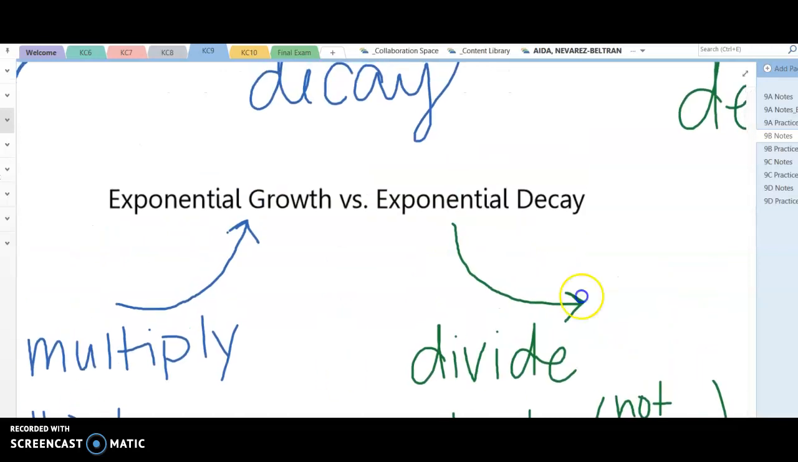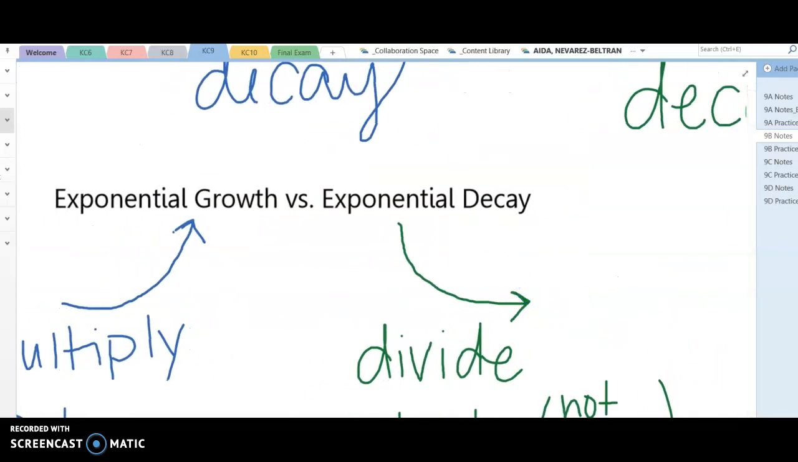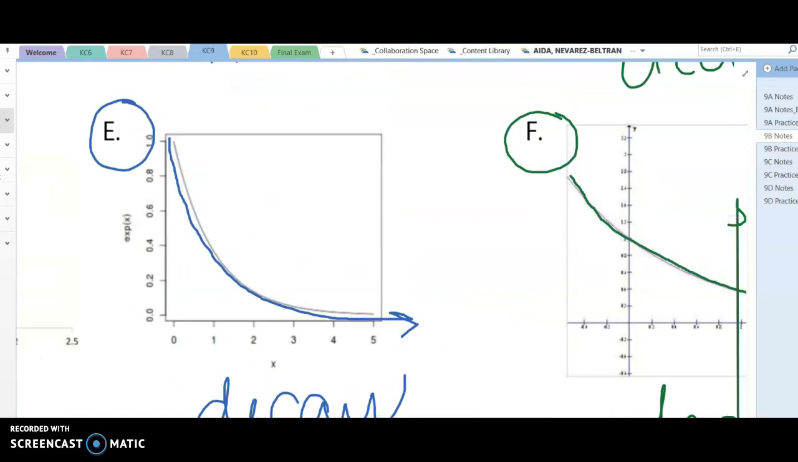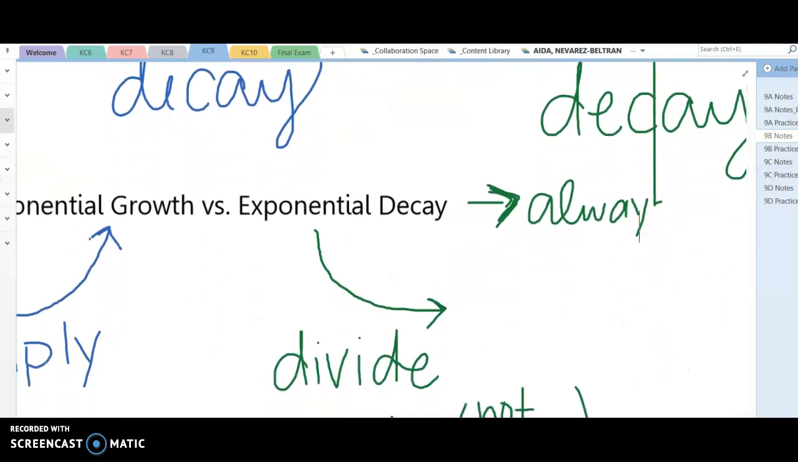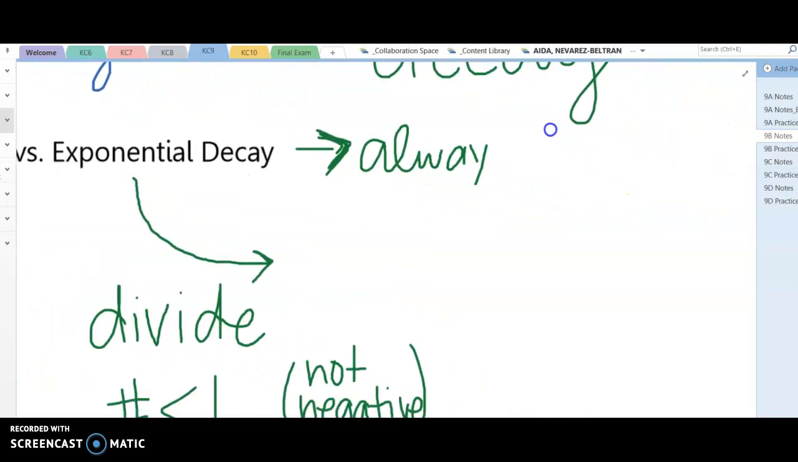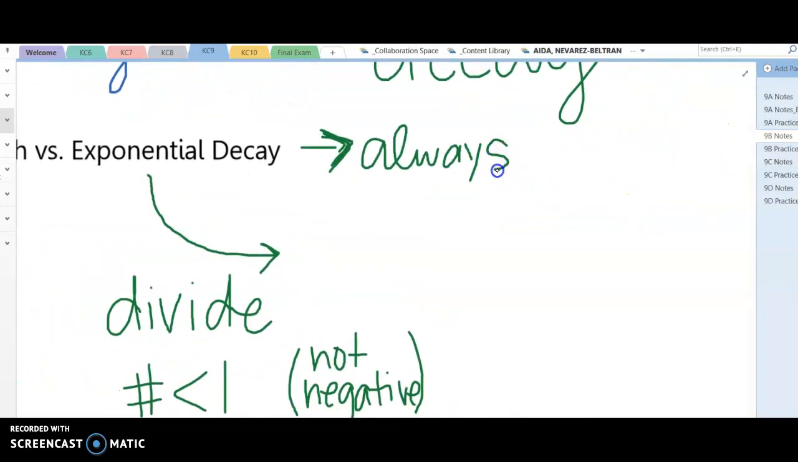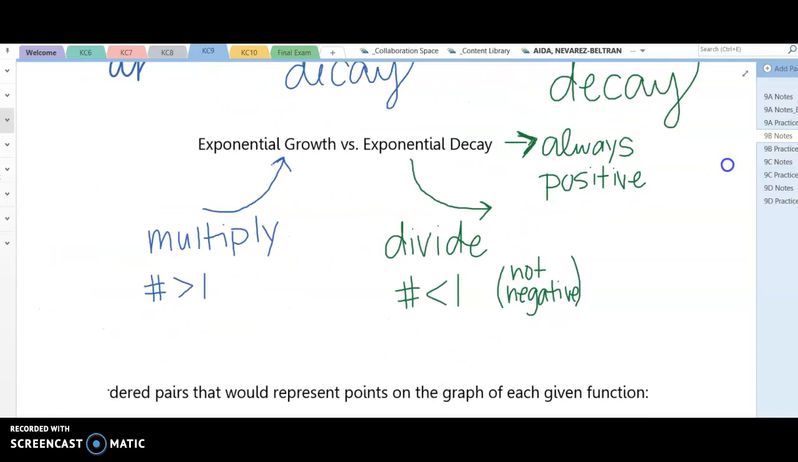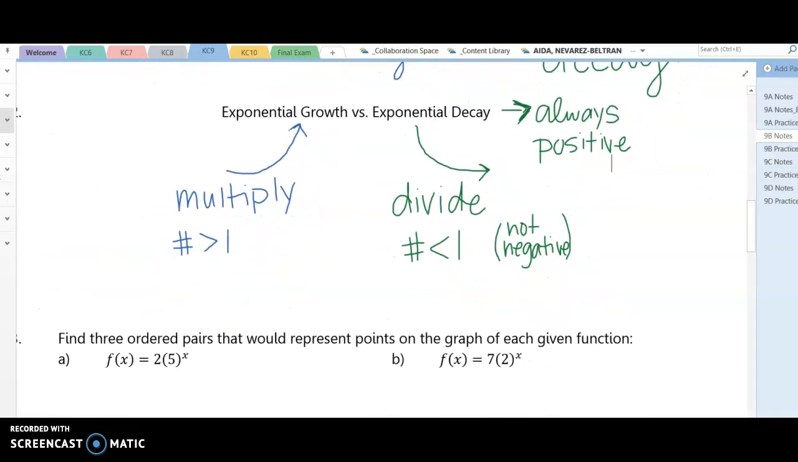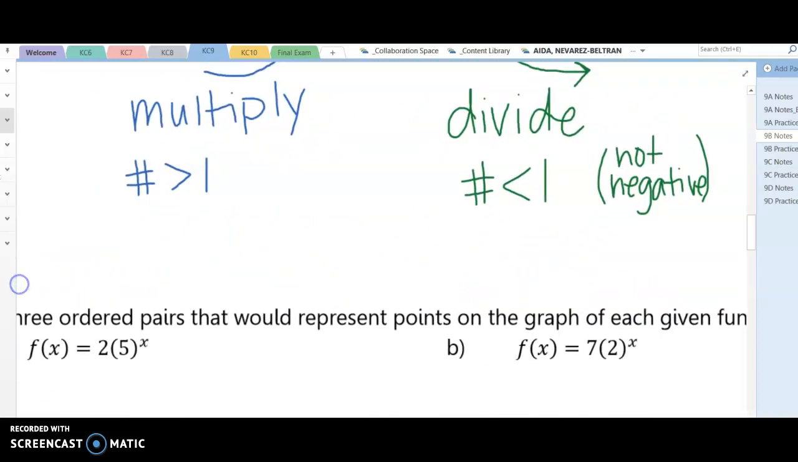So exponential growth and exponential decay, right? The number that you're doing is always, whoa, oh God, having technical difficulties as always, right? So your number is always positive, right? That's a key thing. Your number is always positive. So for exponential growth and decay, right?